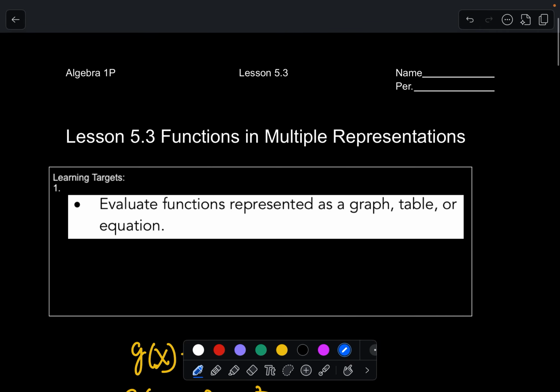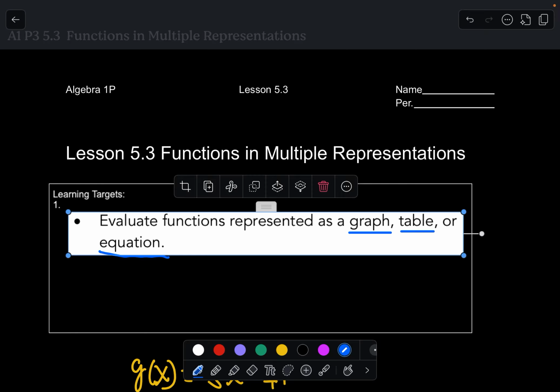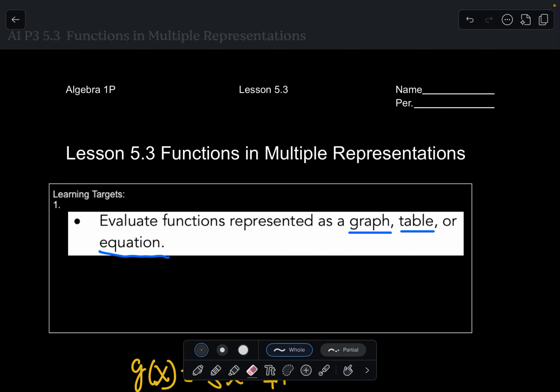So here we go. This is lesson 5.3 for Algebra 1, functions in multiple representations. You're going to learn to evaluate functions represented as a graph, a table, or an equation. Now, the equation we've done. We've actually done graphs too, I suspect. But I know for a fact we've done equations because we were looking at that last time.